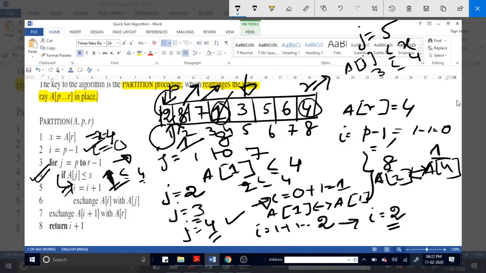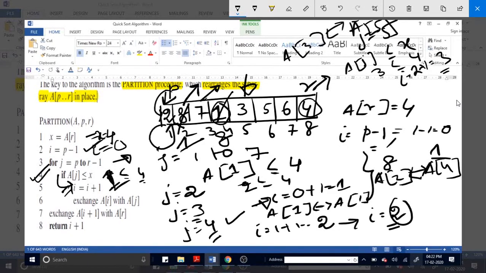I will be incremented by 1. The last value of I is 2. So I will be 2 plus 1, which is nothing but 3. Once it is 3, then A3 and AJ, that means A3 and A5, will be swapped.